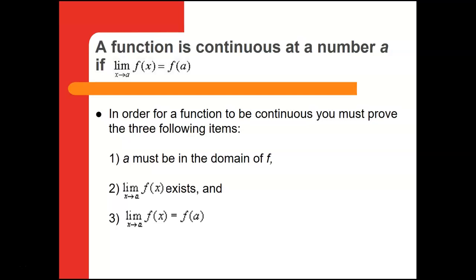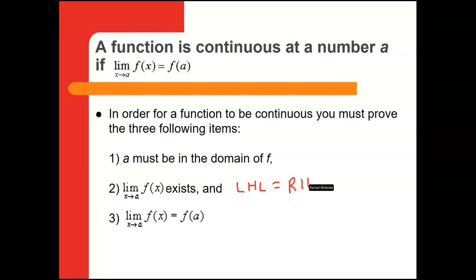So there cannot be vertical asymptotes at a. There cannot be removable holes at a. The second thing we must prove is that the limit exists. More importantly, when we're proving the limit exists, is basically showing that the left-hand limit is equal to the right-hand limit.